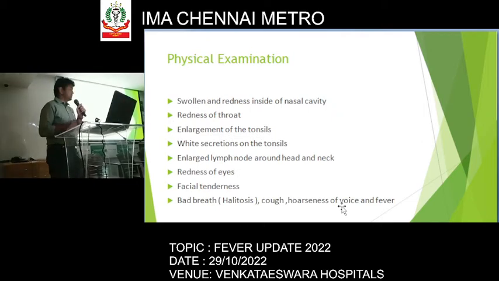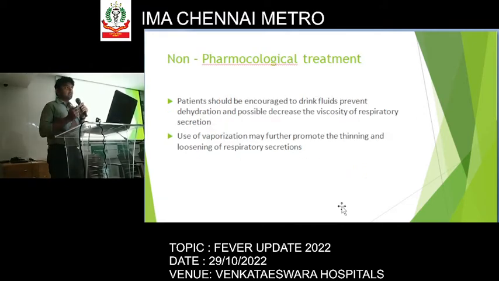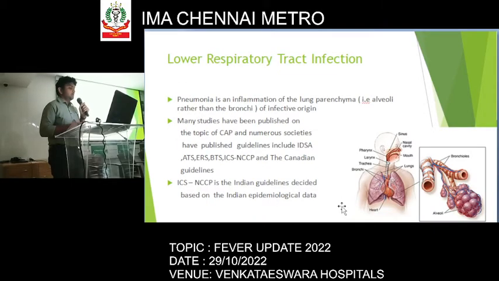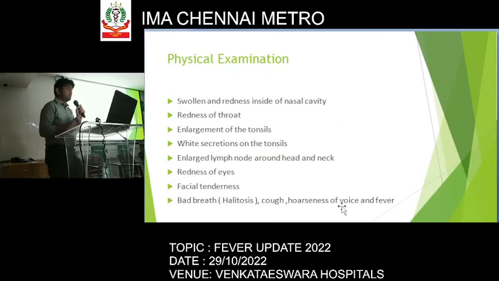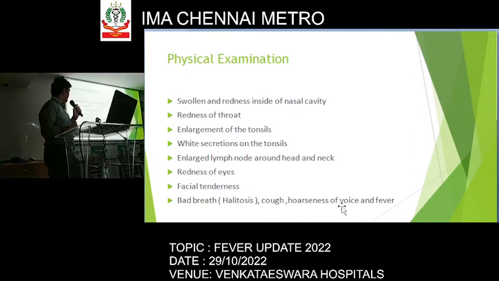Evaluation of allergy and asthma is very important in upper respiratory infection, because post-nasal drip and upper respiratory tract symptoms are more common in patients with an allergic component also. We have to assess for enlarged lymph nodes and sore throat. Physical examination of the upper respiratory tract shows swelling and redness inside the nasal cavity, redness of the throat, enlargement of tonsils with white secretions, enlarged lymph nodes around the head and neck, redness of eyes, facial tenderness, and halitosis. It can present with hoarseness of voice and fever.